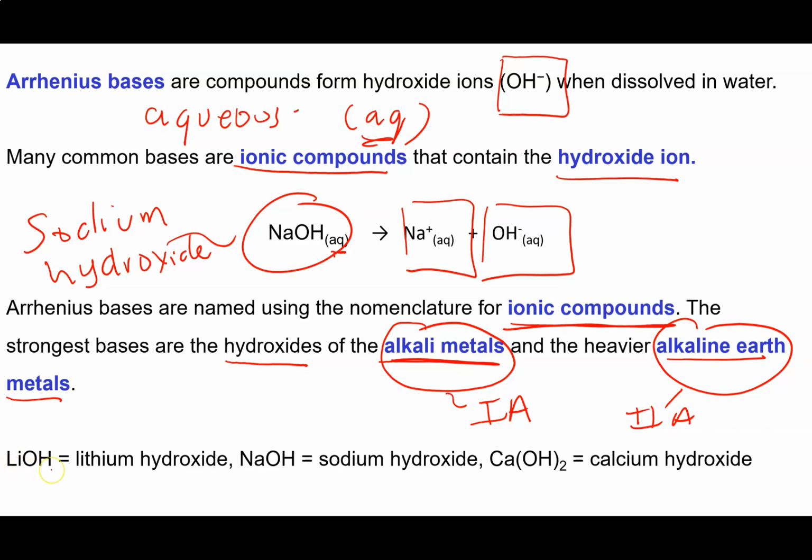So LiOH, we just name it as an ionic compound, it's lithium hydroxide. No need for Roman numerals for the charge on the cation because lithium's in group 1A. Sodium hydroxide, name of the cation followed by the name of the anion, again because sodium's in group 1A, no parentheses required. Calcium hydroxide here, calcium's in group 2A, which means that it has a +2 charge, which is why we've got 2 hydroxide ions there. So it's calcium hydroxide. Again, no need for the Roman numerals because anything that's in group 2A, we always know it's going to form a +2, and we don't have to indicate that.